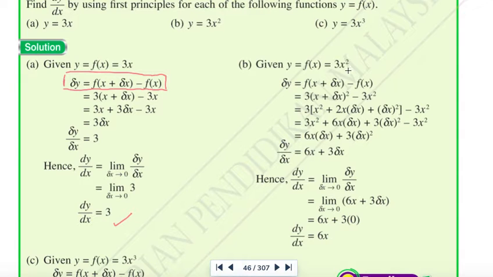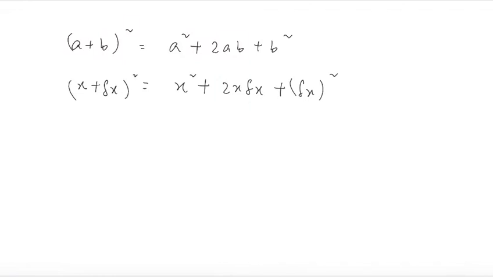Okay, start with this one. Wait. I put example first.